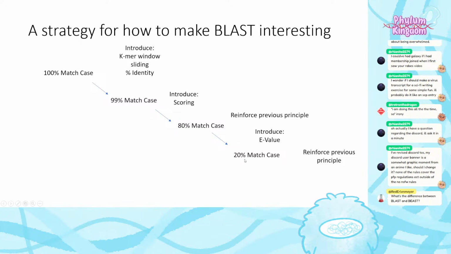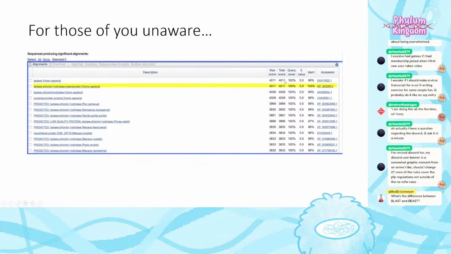And then you go into a 20% match case. And here's where you get into philosophy, right? Because BLAST needs to be able to tell you if 2 genes are related. It gives you a number, a statistic, to tell you, yes, these are probably related, or no, these are probably not related. Here's where you introduce E-value for the 20% match case. And this reinforces the entirety of the BLAST algorithm, right? You only need to understand these things: match score, total score, E-value, percent identity, to understand BLAST.